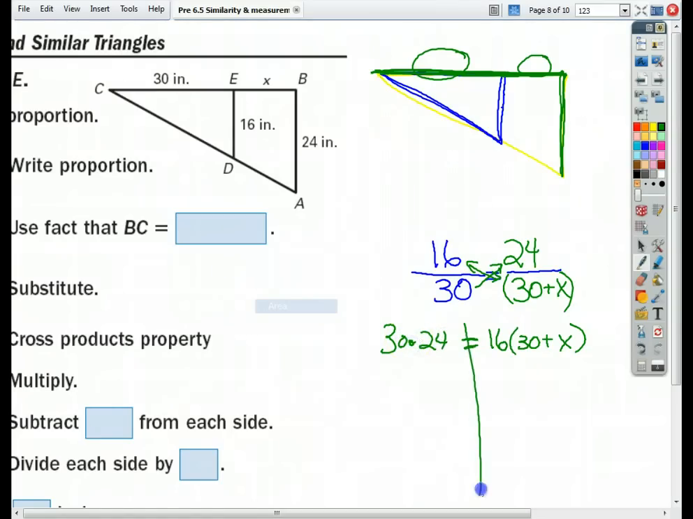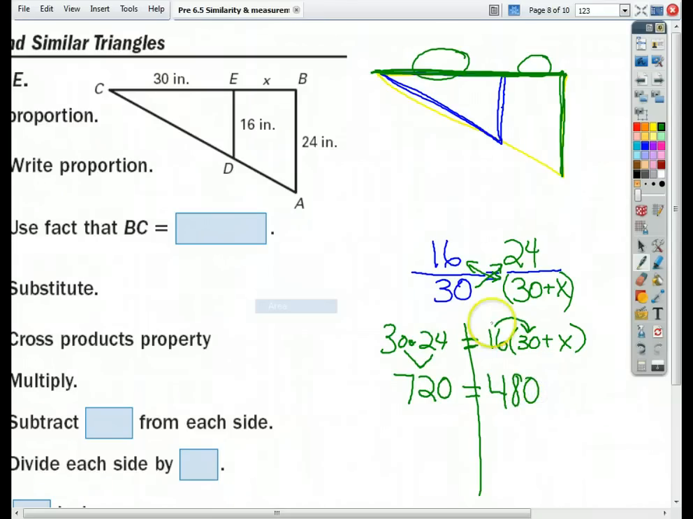Let's solve our equation. What is 30 times 24? 720. 720 equals, what do I do first over here? You said distributive property, so what do I do first? 16 times 30. 16 times 30 is? 480. 480, thank you. And then am I done?